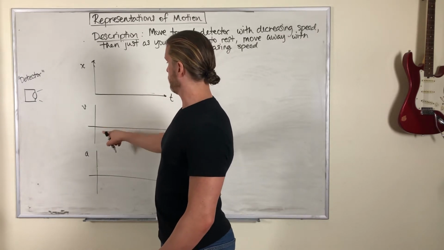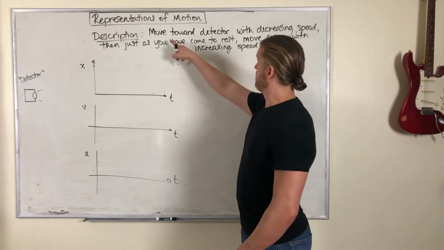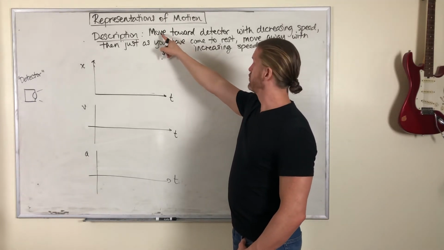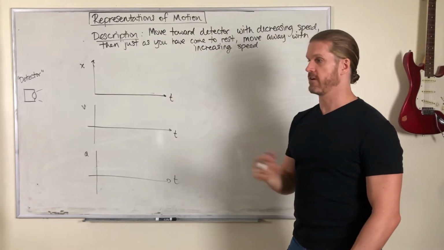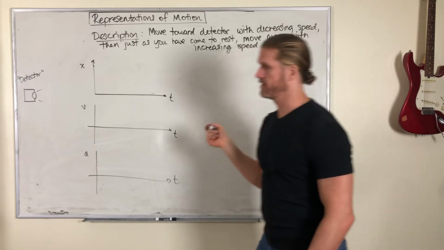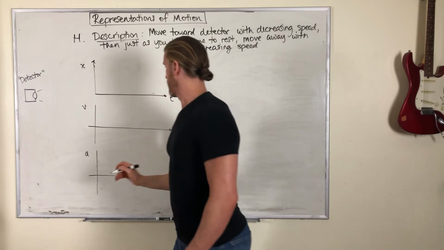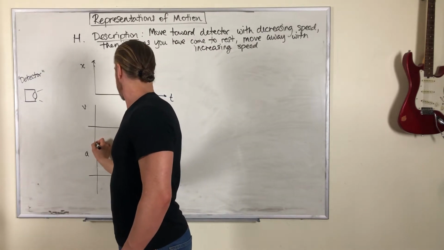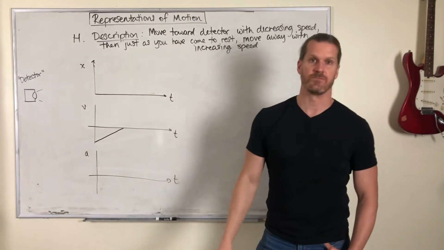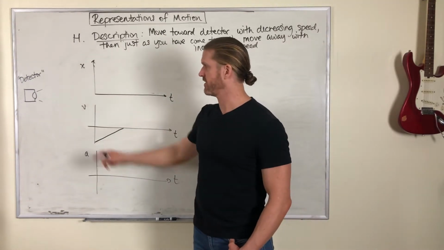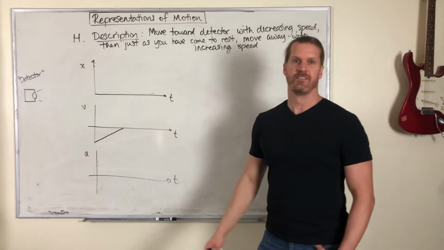I think the best graph to start with would be the velocity versus time graph. So there's several parts to this motion. First part, we move toward the detector with decreasing speed. That's essentially the same motion that we just did in part G. This is part H, by the way. So we have part of the motion where you're moving toward the detector with decreasing speed. Toward the detector means velocity is negative. Decreasing speed means it's getting less and less negative.